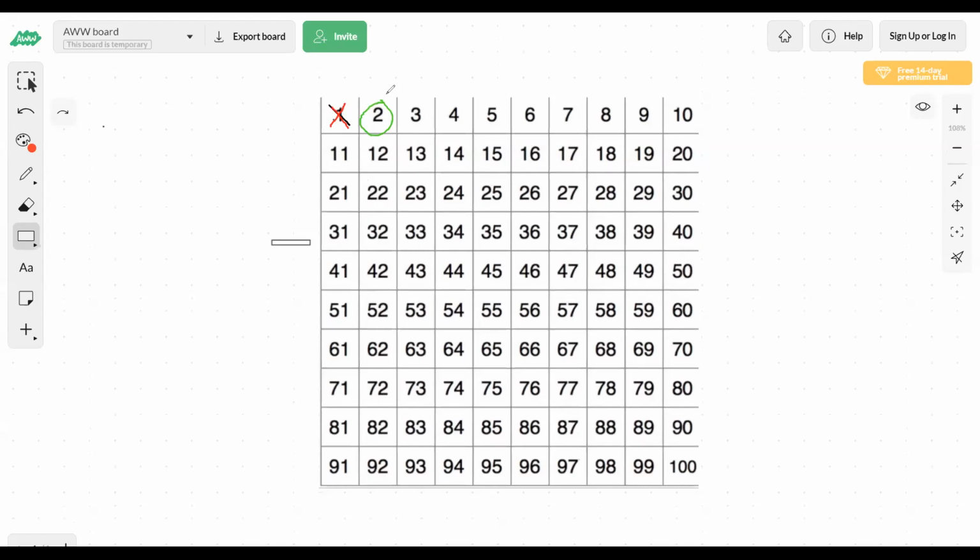Now what we need to do is we need to square this number, which is 4, and then we need to find out all the multiples of 2, and then we can cross all the multiples off. So any multiple of 2 is a number that ends in 2, 4, 6, 8, or 0, which are the even numbers. And these even numbers are all composite, so we're going to cross them all out.